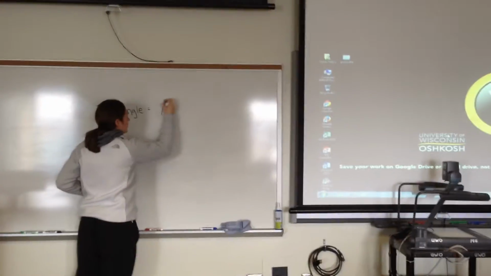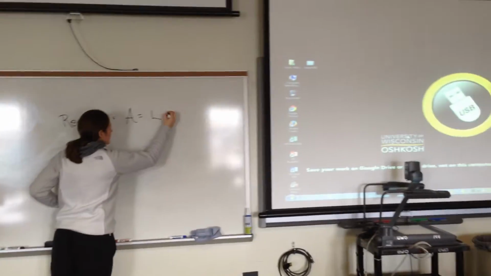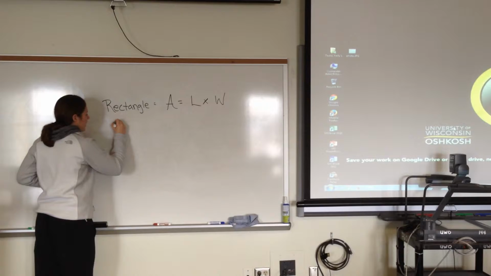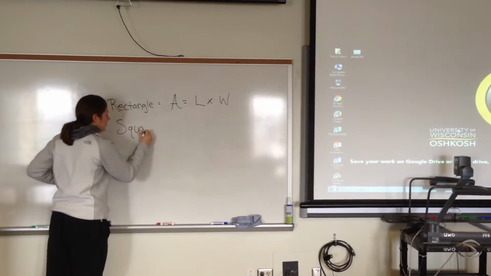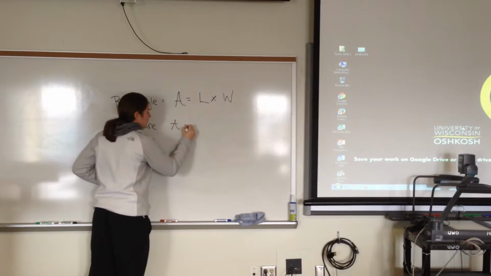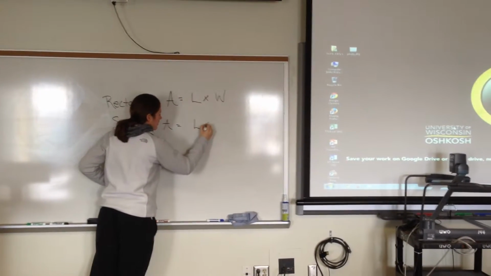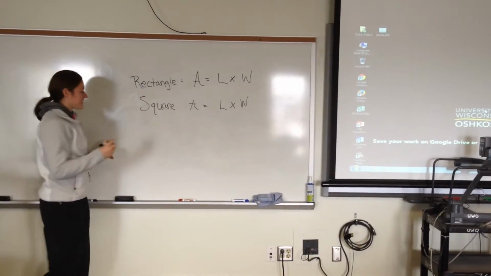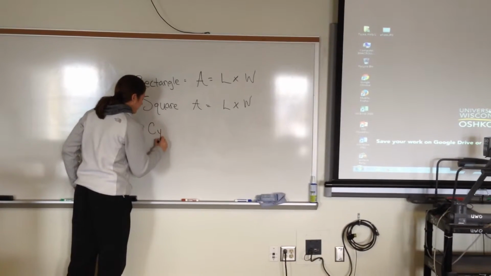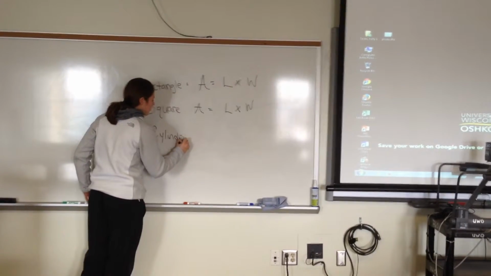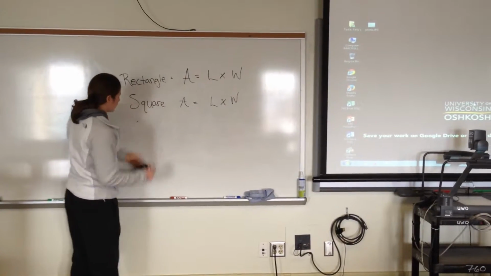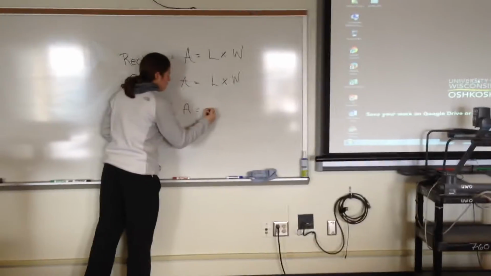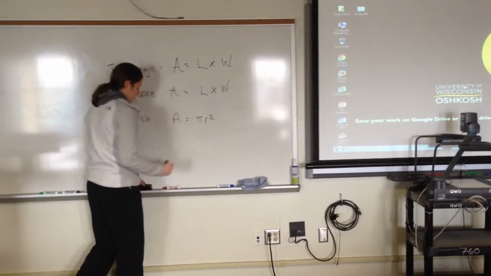So the area for a rectangle you found was length times width. And along with that, you know the area of a square. So the area of a square is also length times width. In our previous lesson, you also learned the area of a circle. You found that to be pi r squared.